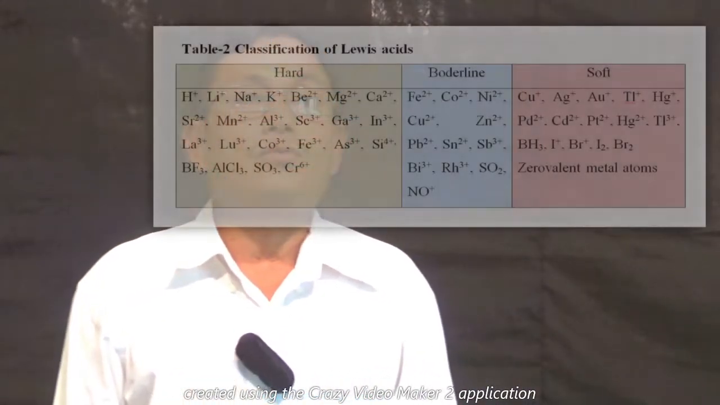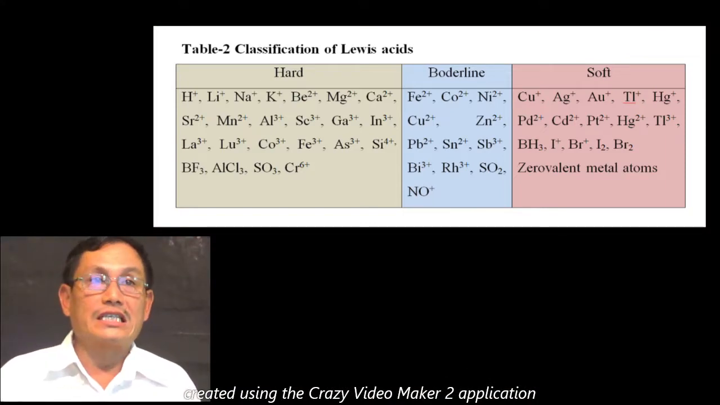Soft and hard acids. Metal complexes with different donor atoms can be classified into two sets based on the sequence of their stabilities: class A acid or hard acid; class B acid or soft acid. Lewis acids can now be classified into three categories: hard, borderline and soft acids, as shown in Table 2. Table 2, classification of Lewis acids.